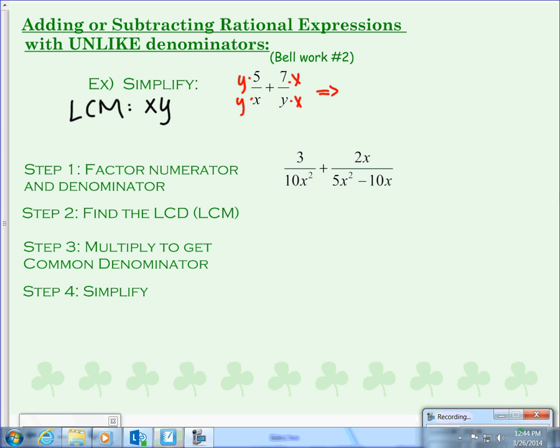So before you add it, I'm going to go ahead and simplify our multiplication. So we should have 5y over xy plus 7x over xy. I like to do that first before I add them, just to double check that, yeah, I really do have common denominators. Now all I have to do is add the numerators. 5y plus 7x over xy.